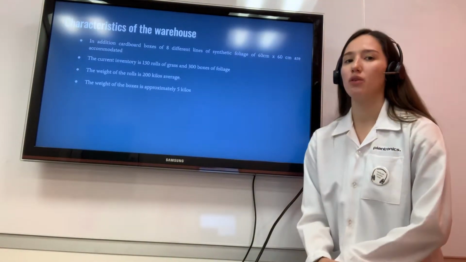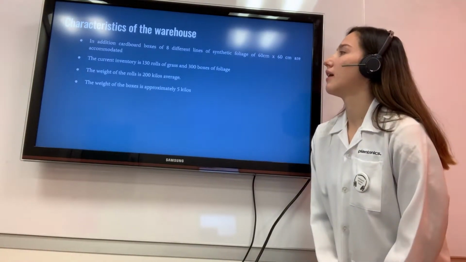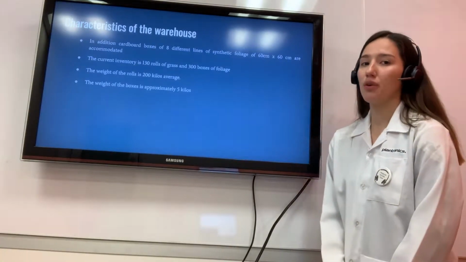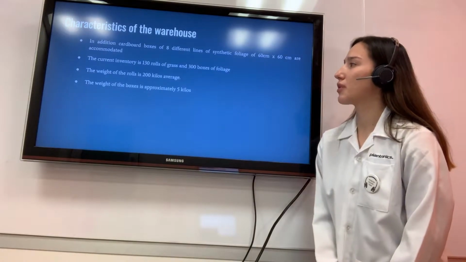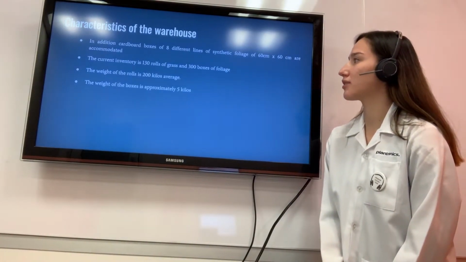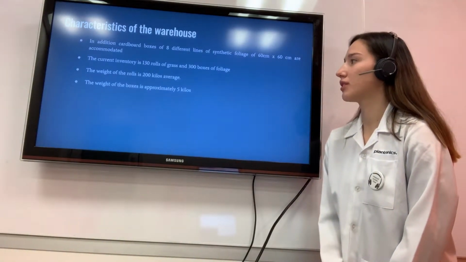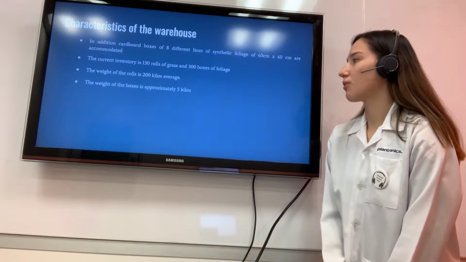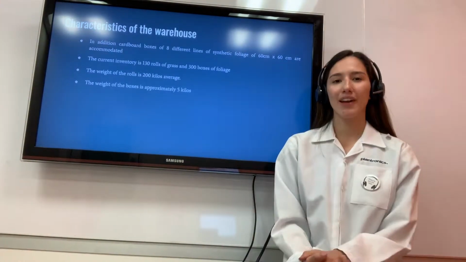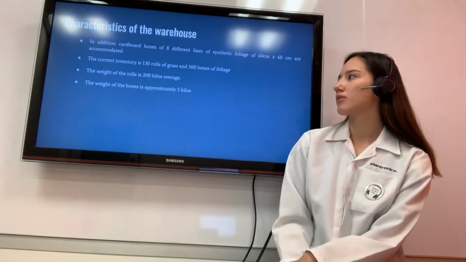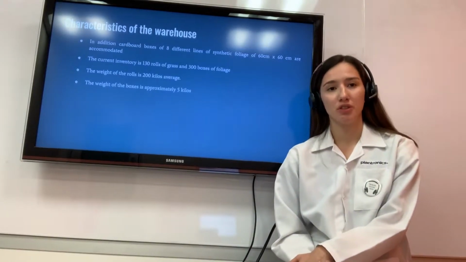Okay, let me show you now some of the characteristics of the warehouse. The most important thing for us to know is that the current inventory is 130 rolls of grass and 300 boxes of foliage. The weight of the rolls is 200 kilos on average. The weight of the boxes is approximately 5 kilos. Okay, this was just some basic information that you have to know before continuing with the presentation.